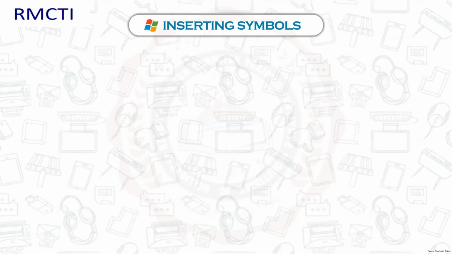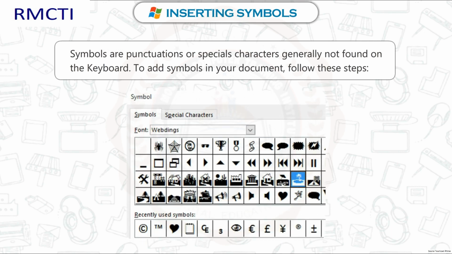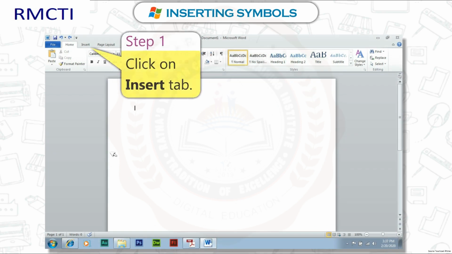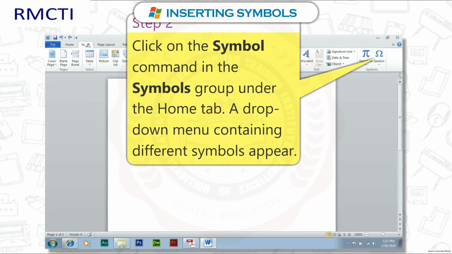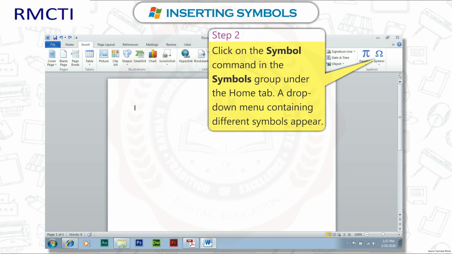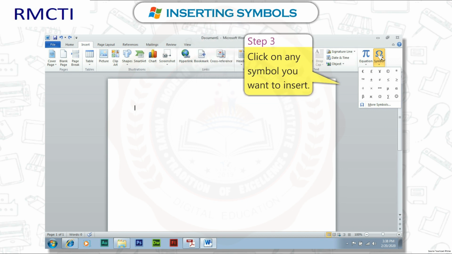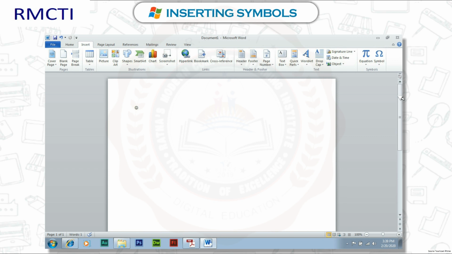Inserting symbols. Symbols are punctuations or special characters generally not found on the keyboard. To add symbols in your document, follow these steps. Step 1. Click on Insert tab. Step 2. Click on the Symbol command in the Symbols group under the Home tab. A drop-down menu containing different symbols appear. Step 3. Click on any symbol you want to insert.